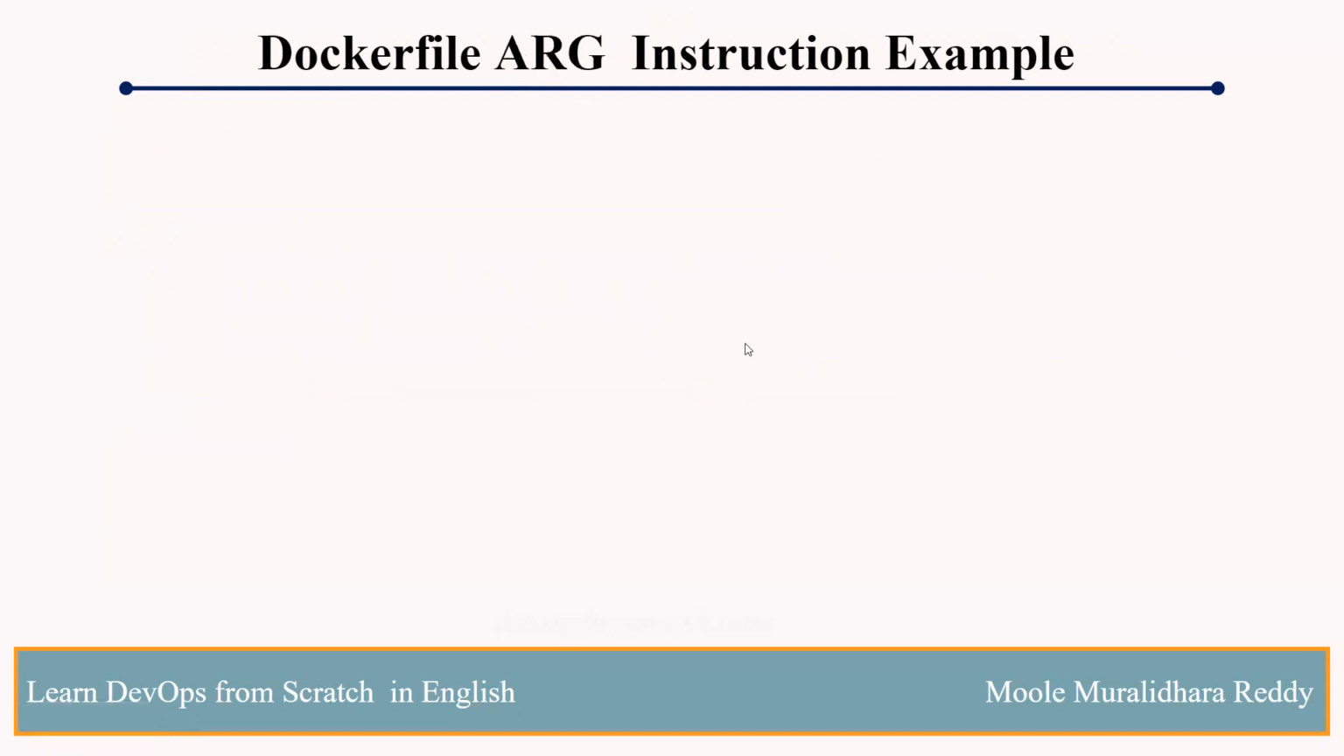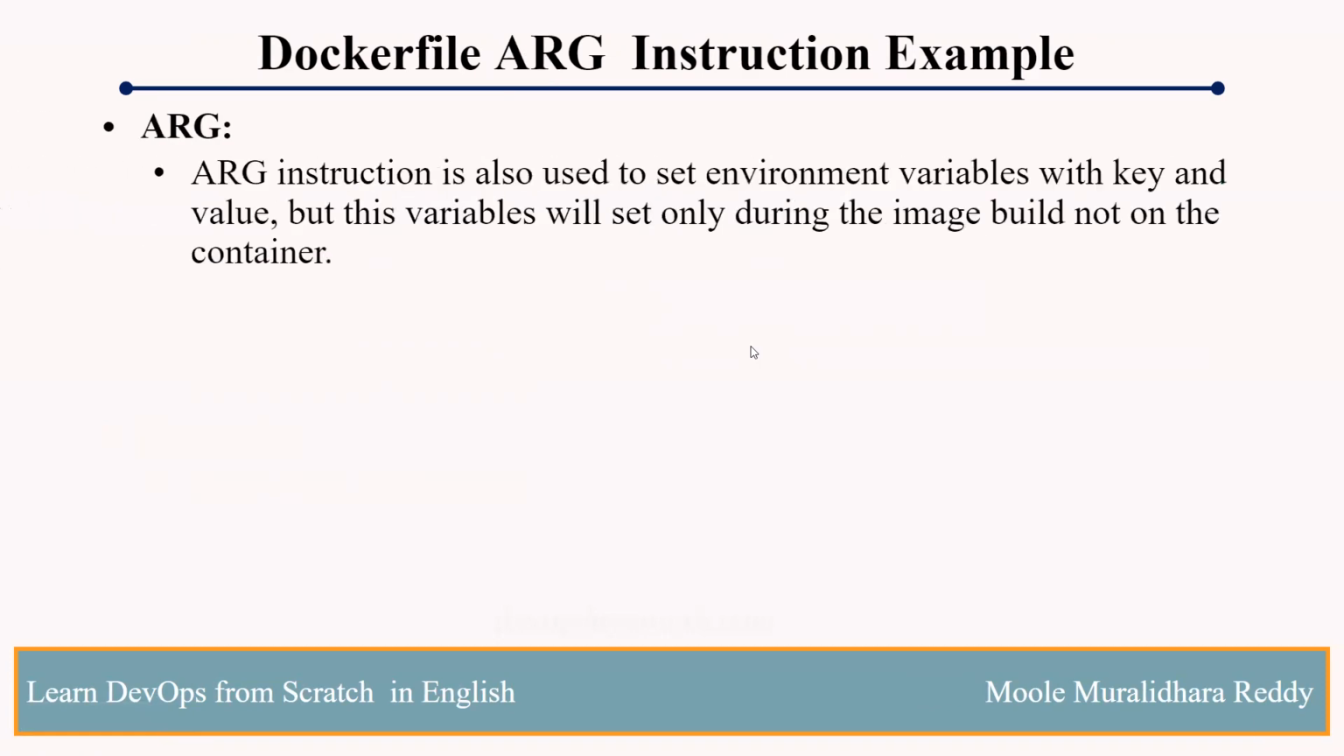Coming to the ARG instruction. The ARG instruction is also used to set up variables, and it is also a key value pair. One thing you have to remember: when you use the ARG instruction, it will be available only during the build. When you run the container, these arguments won't be available. When you log into the container and verify, they won't be there. Only during build time will these arguments be available.